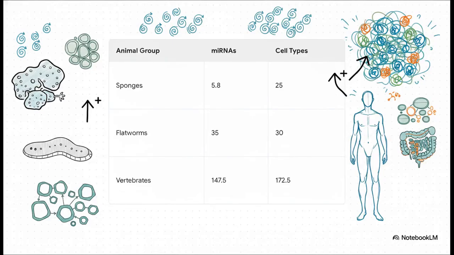And the hard data backing up this genetic hypothesis is just brilliant. Look at this. Sponges have an average of just 5.8 microRNAs and 25 cell types. Flatworms jump a bit to 35 microRNAs and 30 cell types. But vertebrates? We have a massive average of 147.5 microRNAs, which corresponds to over 172 distinct cell types. Now, these microRNAs work by physically binding to target messenger RNAs to silence them, acting as incredibly precise fine-tuners of gene expression. So when you look at the numbers, there is a deeply compelling positive molecular correlation between the diversity of microRNAs an animal has and its resulting morphological complexity.